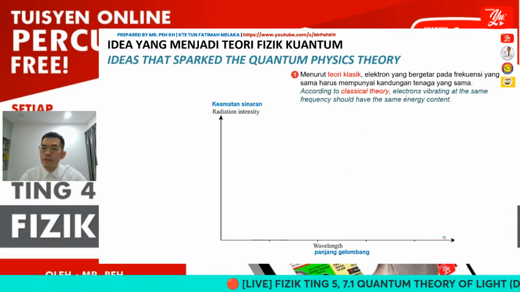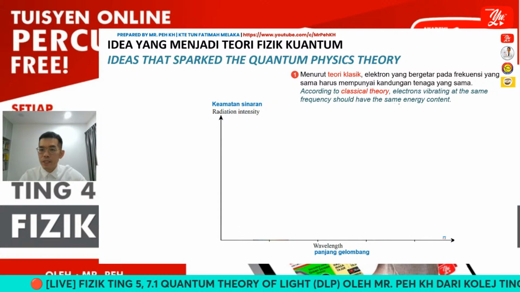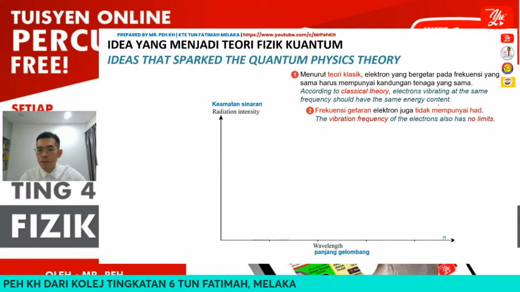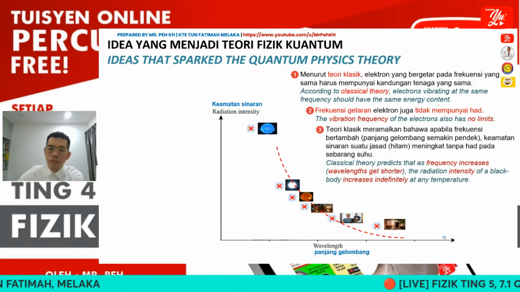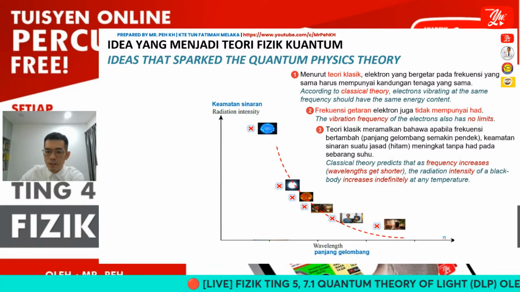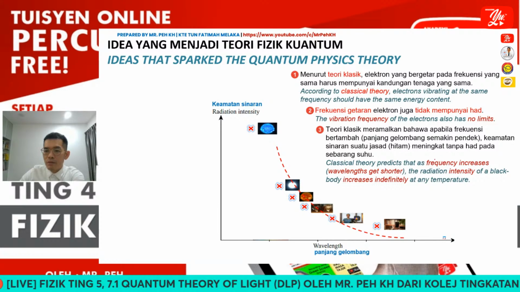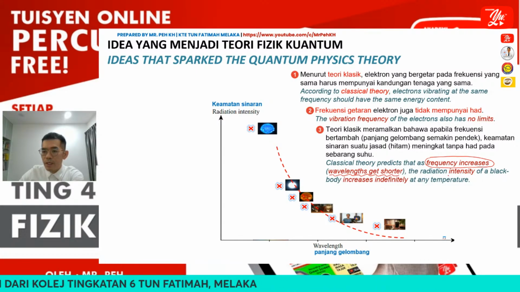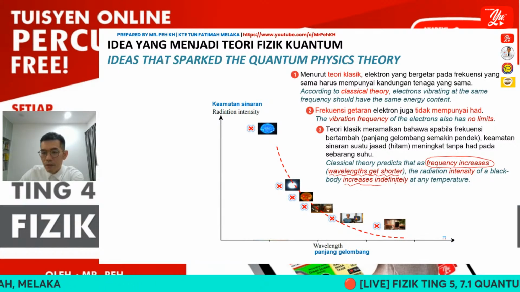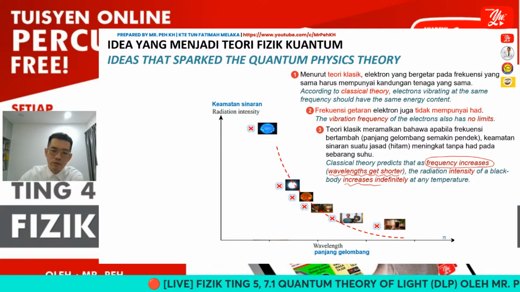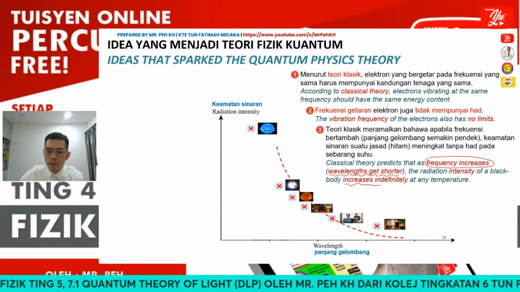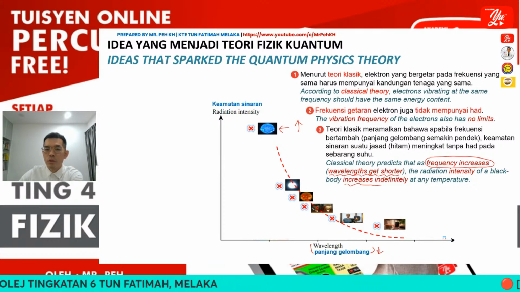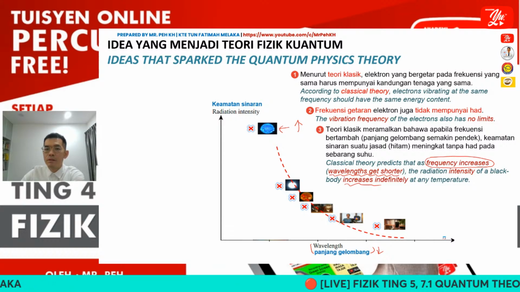According to classical theory, electrons vibrating at the same frequency should have the same energy content, and the vibration frequency of electrons also has no limits. You can look at this curve, which is according to the classical theory. Classical theory predicts that as the frequency increases, which means the wavelength is getting shorter, the radiation intensity of the black body increases indefinitely at any temperature. So the expected curve will be this, where when the wavelength decreases, the intensity of the radiation keeps increasing. This is what is expected by the classical theory.